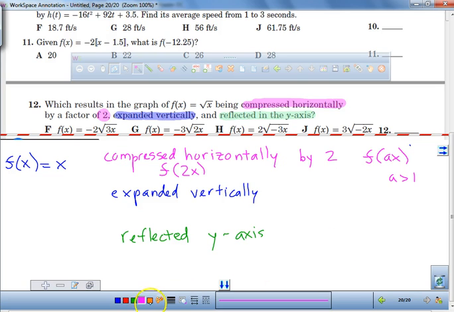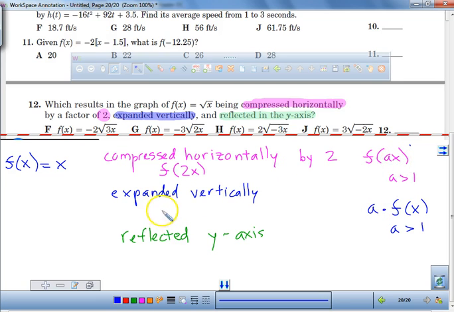Now expanded vertically, it's going to be a times f of x. So we're looking for a number where it says expanded vertically, where a is also greater than the number 1. That's what expanded vertically means. A is going to be on the outside, not on the inside.